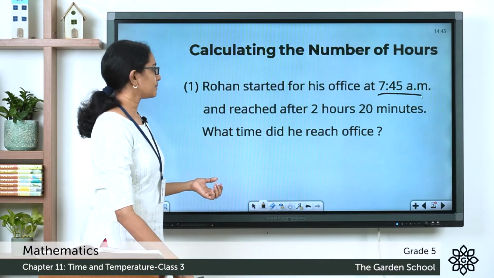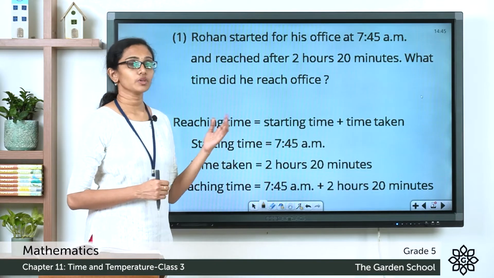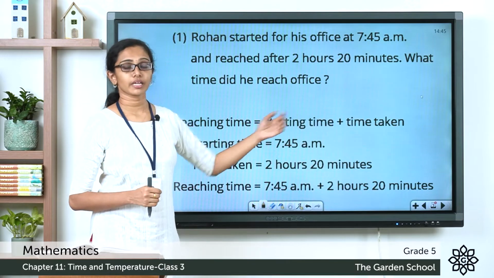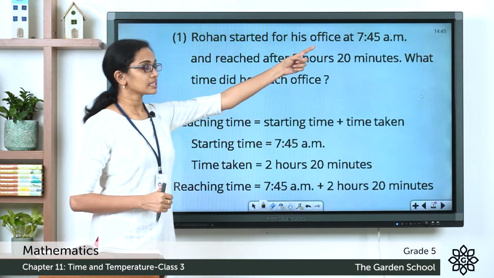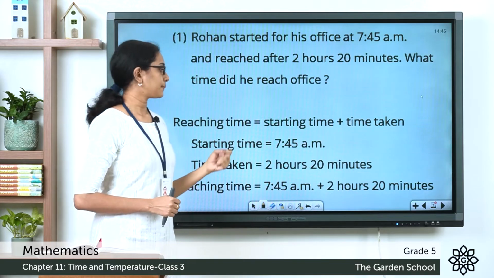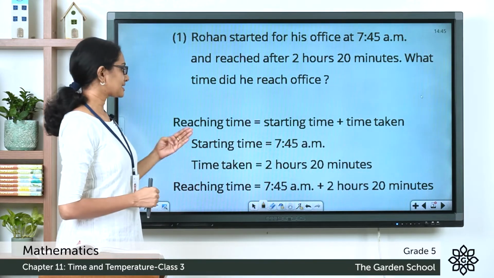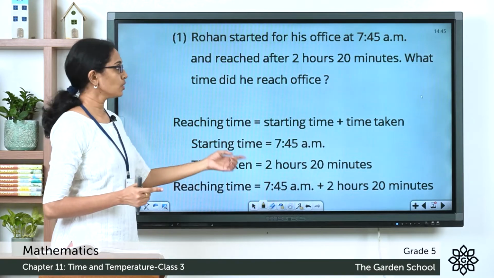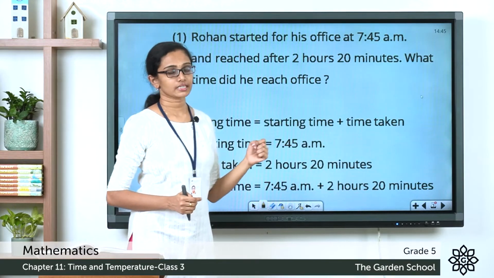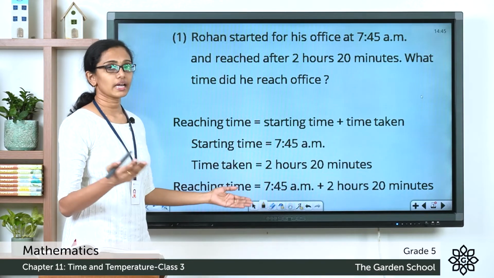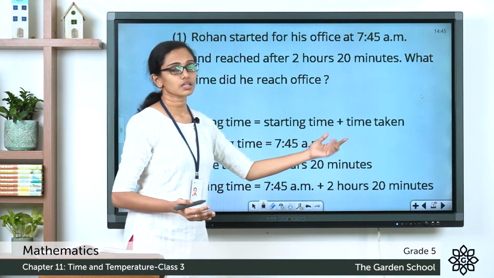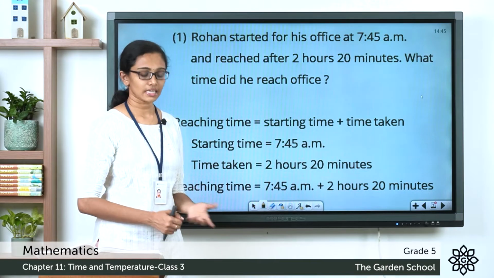So let's see the steps. The reaching time will be the starting time plus the time taken to travel to the office. So the starting time is given as 7:45 a.m., so that we have written here, and the time taken is equal to 2 hours 20 minutes. Now the reaching time will be equal to 7:45 a.m. plus 2 hours 20 minutes. Now how do we do this addition?